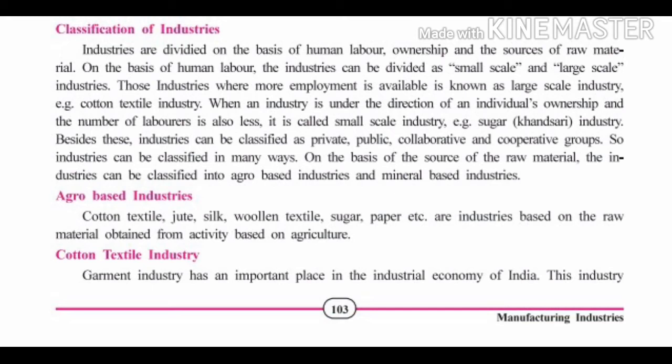Cotton textile is the main industry of the industrial economy of India and it provides maximum employment. It employs about 3.5 crore people of the country. The first cotton textile mill in India was established in Mumbai. Thereafter, Shahpur mills and Calico mills were set up in Ahmedabad.